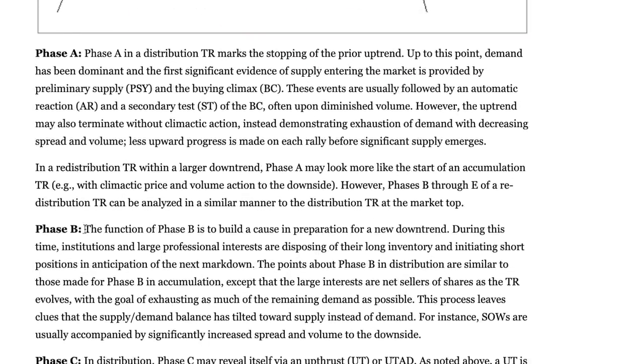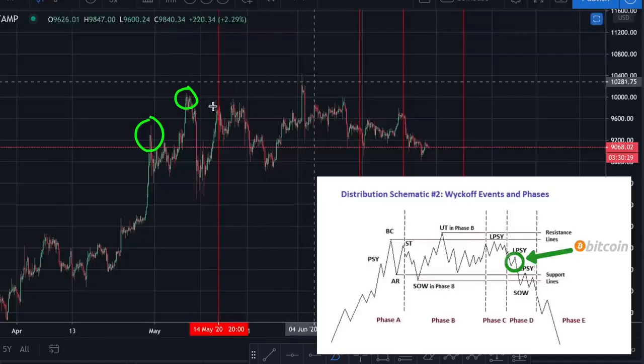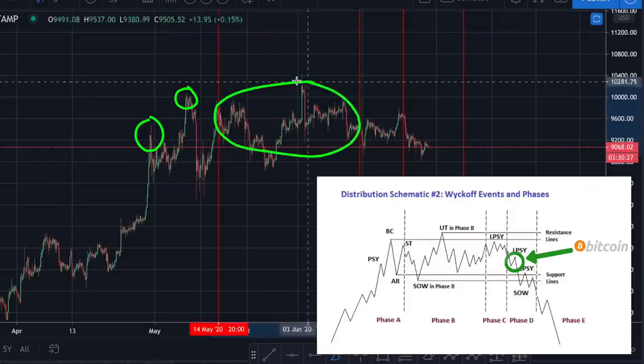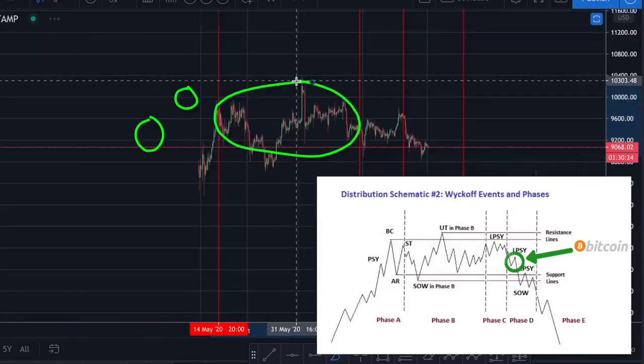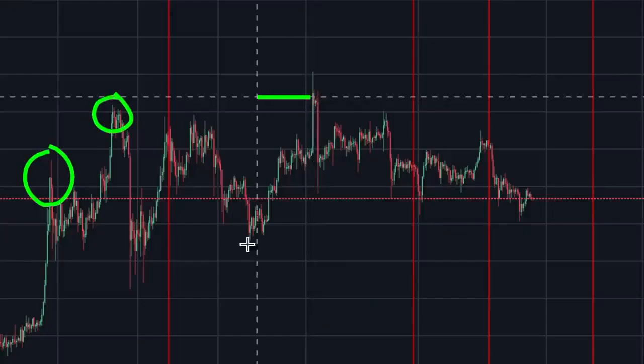Let's take a look at that. The function of phase B is to build a cause in preparation for a new downtrend. During this time, institutions and large professional interests are disposing of their long inventory and initiating short positions in anticipation of the next markdown. So according to Wyckoff, this is the period where the institutions basically are taking profits and are preparing for the downtrend that is coming. All right, so that is phase B.